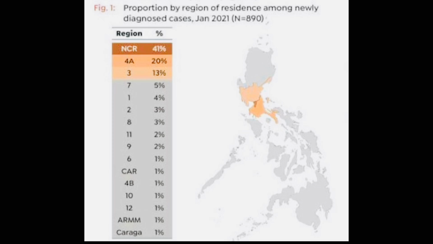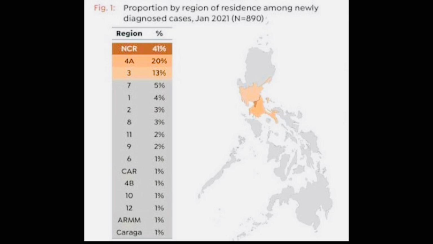Okay, now that you already know factual information about HIV and AIDS, I want to share and present to you this data or statistic from Department of Health Epidemiology Bureau. The data you're now seeing on your screen is data of HIV, AIDS, newly diagnosed cases as of January 2021. In January 2021, there were 890 new confirmed HIV positive individuals reported.